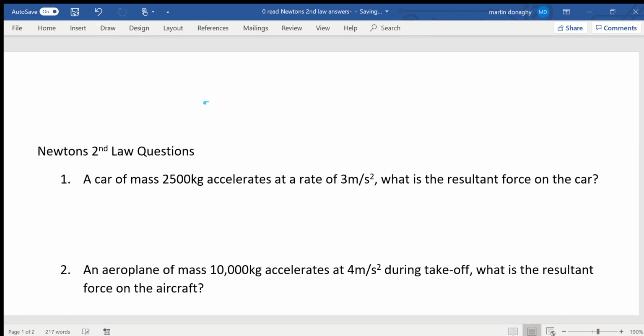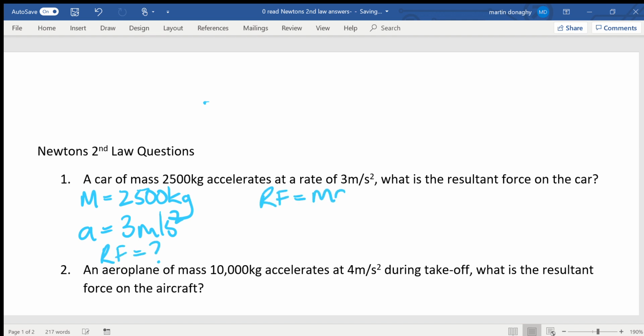First question says a car has a mass. So we've got mass is 2,500 kilograms. We need that in kilograms. Accelerates at a rate of 3 meters per second squared, and we're looking for the resultant force. Write out the equation always, because it gives you at least 1 mark. Put in your values. And multiplying that out will give us 7,500 as a resultant force, so it is newtons.